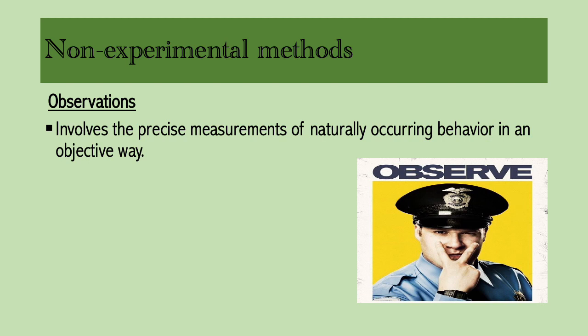Okay. So I guess this one is actually very well known. This is a very common research method that is used by researchers, and I'm pretty sure you would know already how observation works. So observation, the definition in psychology, is that it involves the precise measurement of a naturally occurring behavior in an objective way. So the definition is they are measuring a natural behavior in an objective way.